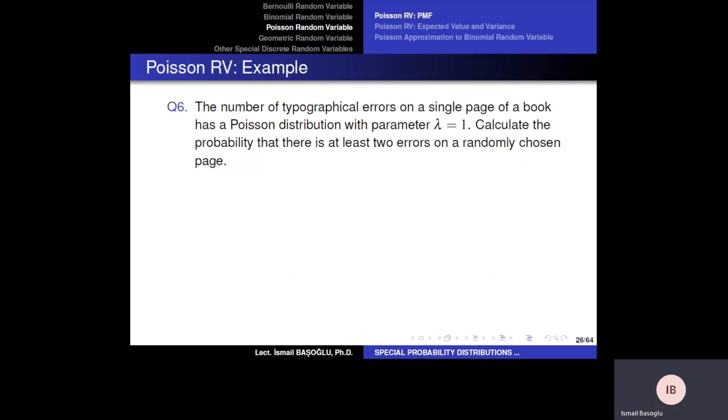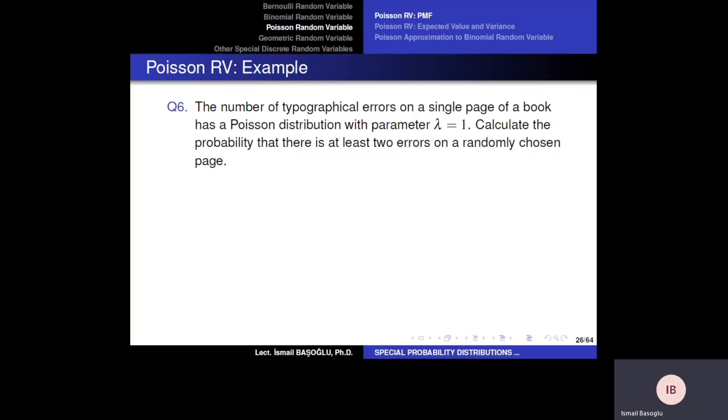So let's solve a question about Poisson random variable here. The number of typographical errors on a single page of a book has a Poisson distribution with parameter lambda equals 1. Lambda is called the rate parameter, if you remember. So the parameter of this distribution is 1. And we say that on any page of a book, we may have typographical errors, and the number of these errors is a Poisson random variable. So we calculate the probability that there are at least 2 errors on a randomly chosen page. So we choose a page randomly.